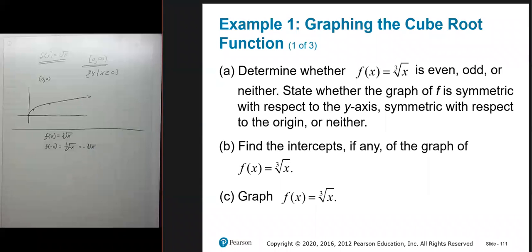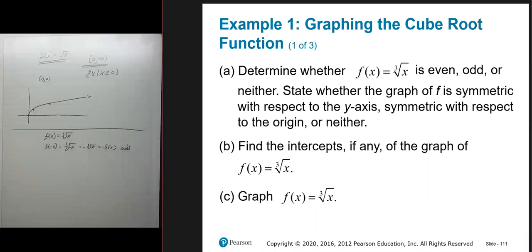So when you take the cube root of a number, it's going to be negative if you're taking the cube root of a negative number, and it's going to be positive if you're taking the cube root of a positive number. So when you change the sign of x, you're changing the sign of the cube root, which means this is the negative of f of x, which means it's odd. Okay.